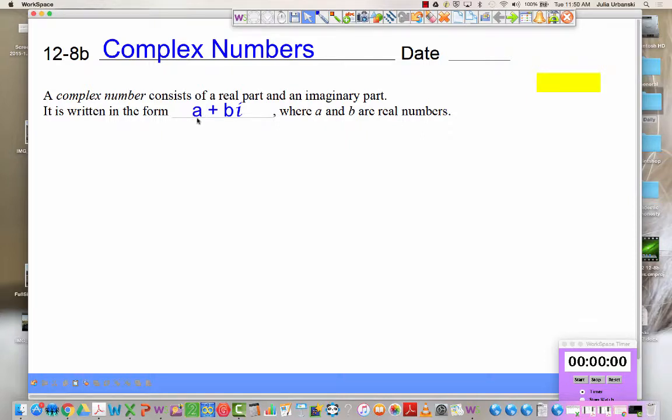The number that's not imaginary goes in front, then you have a plus, or you could have a minus sign, and then you have the imaginary part of the number.